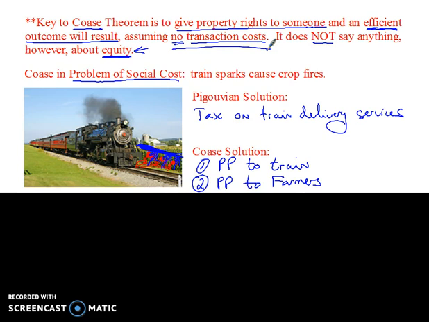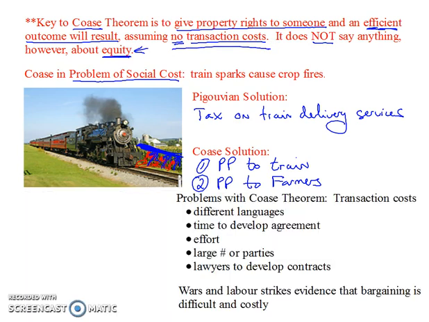But of course, there are transaction costs. What are some of the transaction costs that could arise? Well, there's lots of them. What if the people negotiating over this, maybe the train company and the farmers, speak different languages? Maybe like if this is in Europe and the train is traveling through different countries where they speak different languages. Or the time and effort to negotiate an agreement. Or maybe for the train, there's too many parties involved. Maybe they pass 40 different farms on their way from Los Angeles to New York, and you just can't negotiate with every single one of them. Or if you can negotiate, you've got to pay lawyers to develop contracts and so forth.